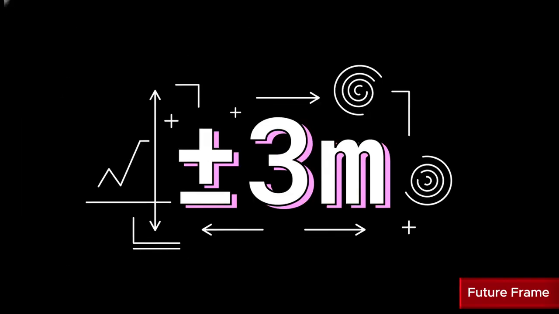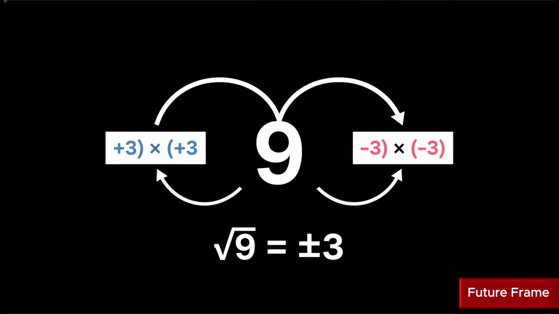So there's our answer. The value of A minus B is plus or minus 3m. It could be positive 3m, or it could be negative 3m. So why are there two answers? What's up with that plus or minus symbol? Well, think about it. What's the square root of 9? It's 3, right? Because 3 times 3 is 9. But what about negative 3? Negative 3 times negative 3 is also positive 9. So whenever you take the square root of a positive number in algebra, you have to account for both the positive and the negative answer. It's a super important detail you don't want to forget.